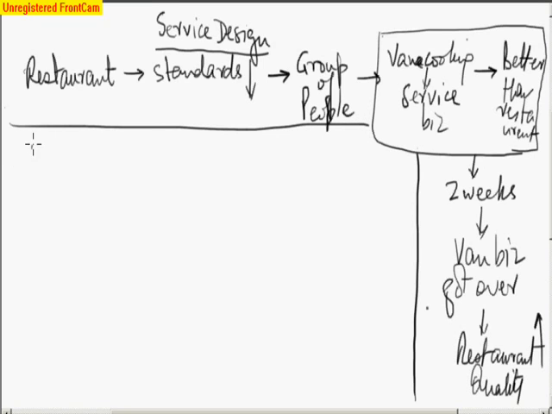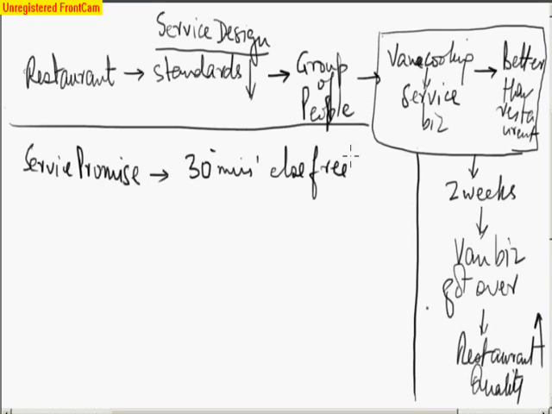The first element is service promise. What is it that you are promising to your customers? A Domino's pizza has a promise of 30 minutes, else free. Now, this puts a lot of pressure onto the organization, because if a person says I am staying in XYZ colony and that colony cannot be serviced in 30 minutes, then they are losing sales. But that's all about service promise. If you cannot live up to the promise, you do not take the order.